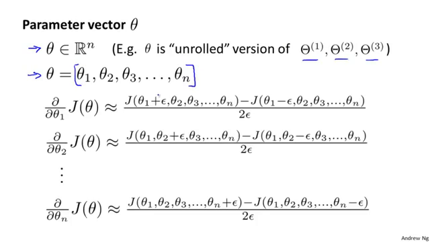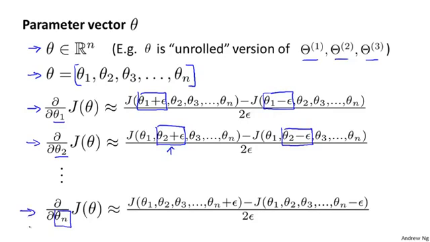We can then use a similar idea to approximate all the partial derivative terms. Concretely, the partial derivative of a cost function with respect to the first parameter, theta 1, can be obtained by taking J and increasing theta 1. So you have J of theta 1 plus epsilon and so on, minus J of theta 1 minus epsilon, divided by 2 epsilon. The partial derivative with respect to the second parameter, theta 2, is again this thing, except that you take J of, here you're increasing theta 2 by epsilon, and here you're decreasing theta 2 by epsilon, and so on down to the derivative with respect to theta n, where you increase and decrease theta n by epsilon.